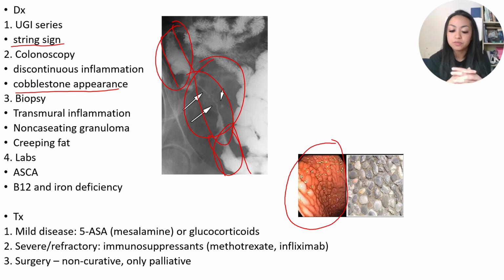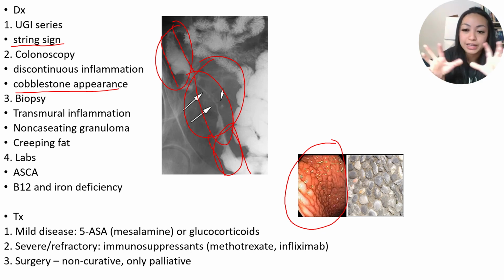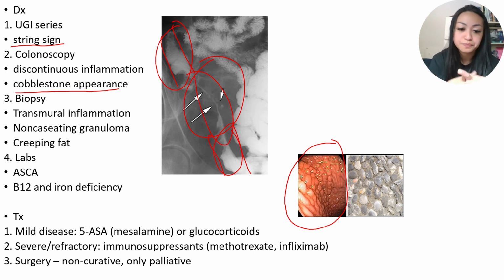And the last thing you can do if there's any uncertainties regarding the diagnosis is a biopsy. On biopsy, you can see three things mainly. The first one is transmural inflammation, so inflammation that's not just limited to the mucosa and submucosa. It's transmural inflammation affecting the whole wall. The next one is non-caseating granuloma, and the last one is creeping fat, which is mesenteric fat that migrates to the areas of inflammation.